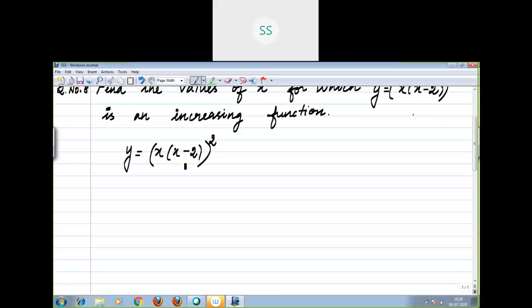First, I will simplify the format. When you see this, you may think it is something different, but it is the simplest format. Use x and multiply the bracket. What do you get? (x square minus 2x) the whole square. Right? Now, did you understand?